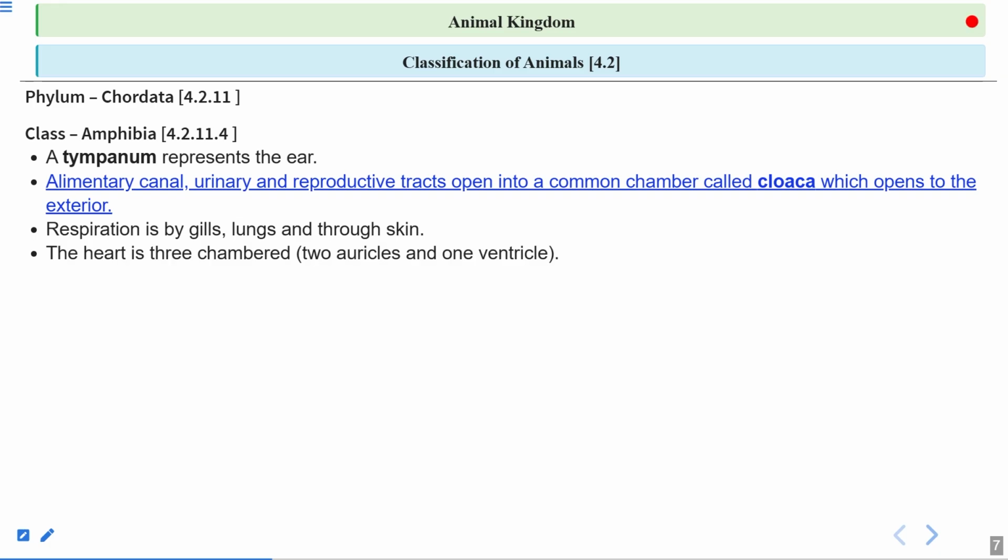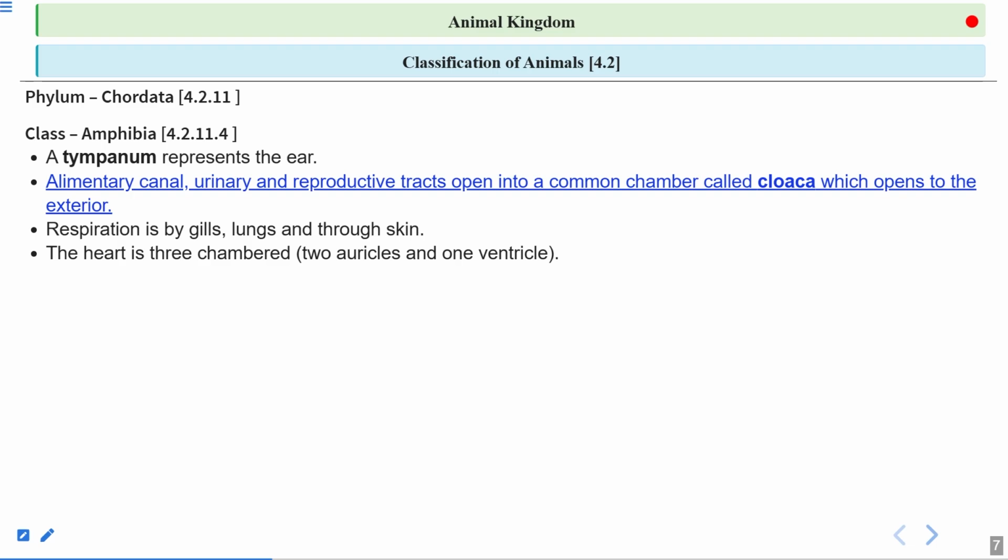The heart is three-chambered. Okay. If you see the heart, they have three chambers: two auricles in the upper region, and one ventricle in the lower region. So what will happen here? Because the ventricle is one, there is a mixing of blood. The impure and pure blood get mixed here, right?